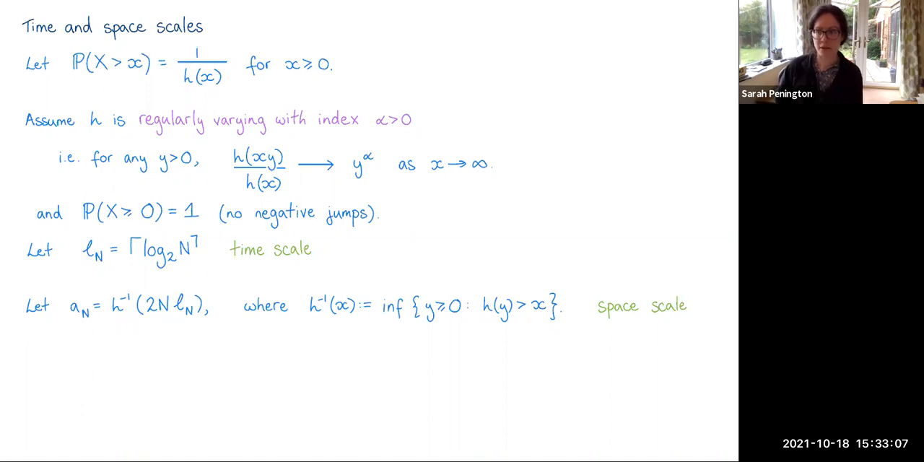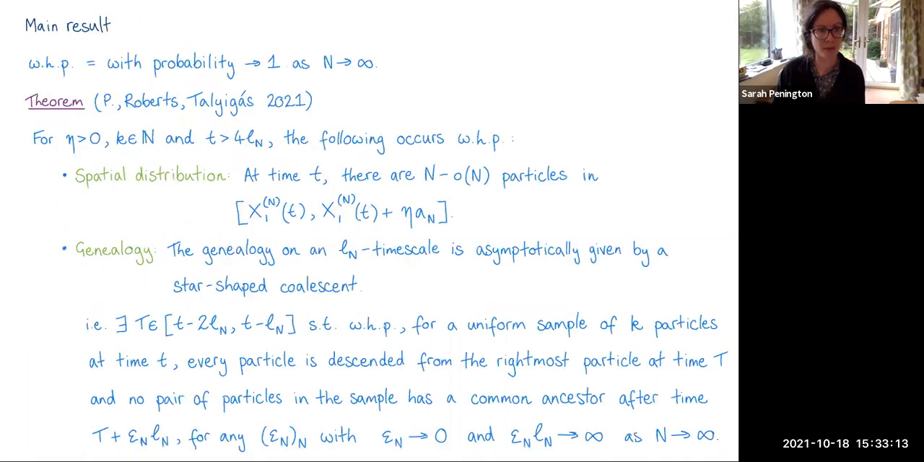So now I'll just recap the main results that I'm going to talk about the proof of. So with high probability meant with probability converging to 1 as n goes to infinity. And our main result says that if you take a small positive eta, you take an integer k and a time t bigger than 4 L_n, then with high probability, first of all, at time t, almost all of the particles are in this space interval from the position of the leftmost particle at time t up to the position of the leftmost particle at time t plus eta times a_n. So they're very close to the position of the leftmost particle on the a_n timescale, because you can take eta to be very small.